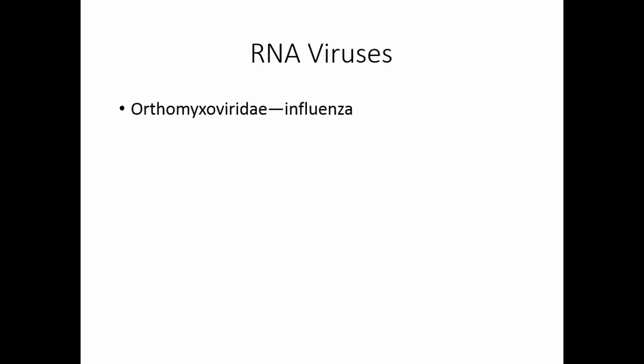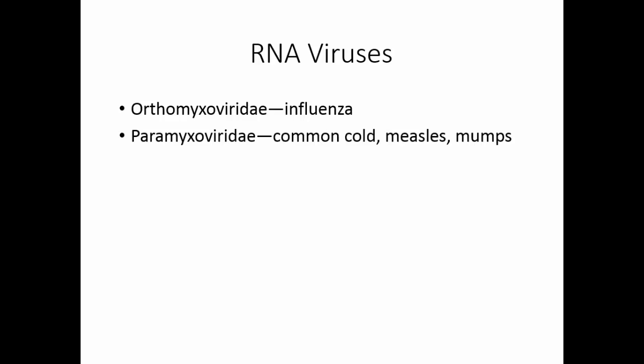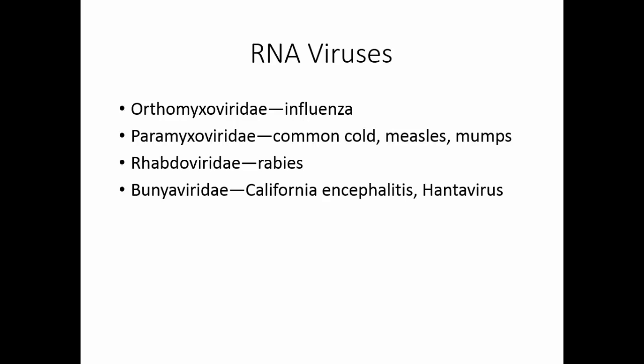Orthomyxoviridae, also RNA viruses, has the virus that causes influenza. The Paramyxoviridae contain viruses that cause the common cold, measles, and mumps. Rhabdoviridae houses the virus that causes rabies. Bunyaviridae houses the viruses that cause California encephalitis and the hantavirus. The Filoviridae, this is where we find the virus that causes Ebola, and also the virus that causes Marburg disease, which is a milder form of Ebola.